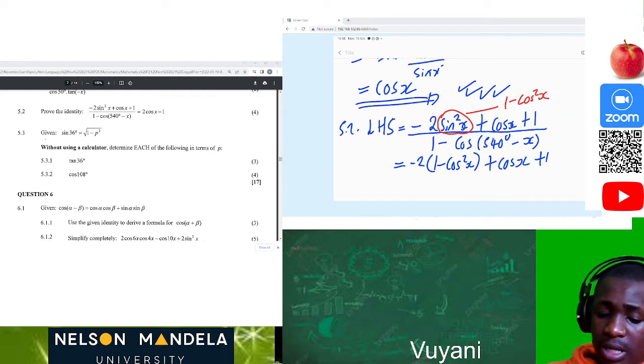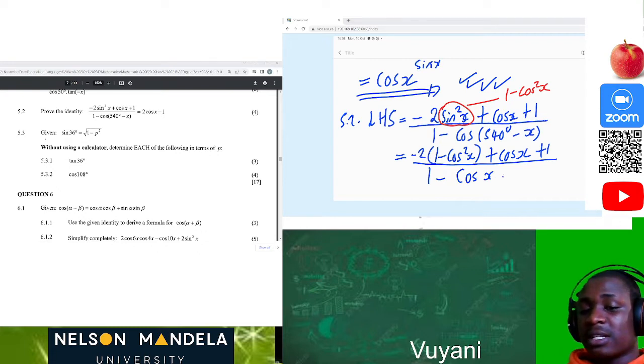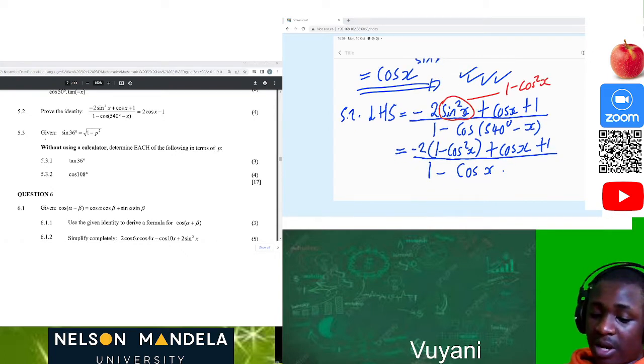Then we add 1 there, then divided by 1 minus. Now we are having 540 minus x. We still have to reduce that 540. When you are reducing 540 minus x, you can see that it's going to be cos of x, because 540 is the same as 360 degrees plus something. Definitely now you'll be able to realize what is really going on. What is important is to be able to conceptualize your questions when you're answering them, so that you can answer them in a correct, proper way and be awarded full marks. So we reduce this again, and when we reduce this, we're going to get cos x.